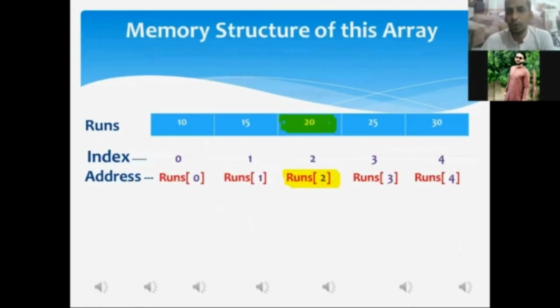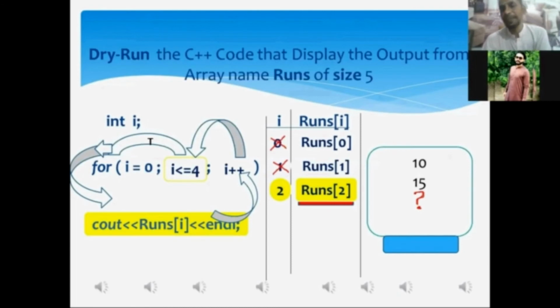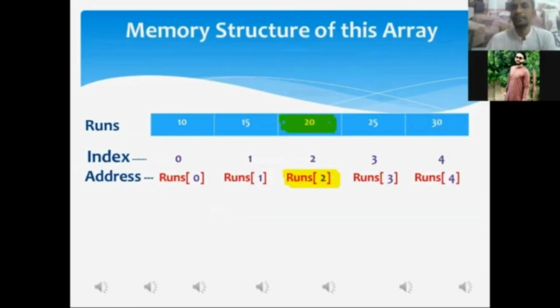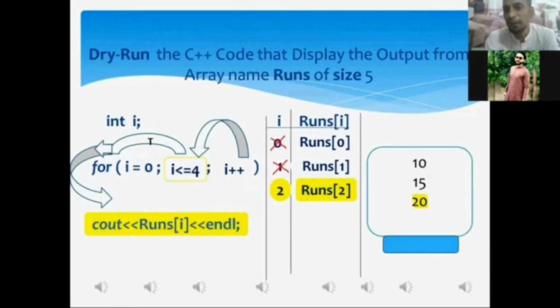Okay. What has been stored in the third memory location of the array? 20, sir. It means 20 must be displayed onto the screen. Yes, sir. Okay. Now you can watch onto the screen. 20 has been displayed or not? Displayed, sir. Okay, my dear Aftab.